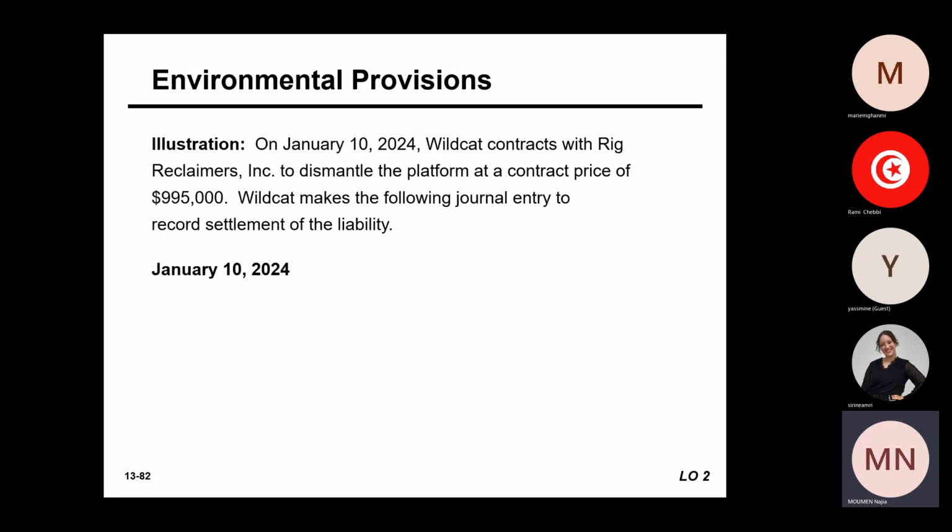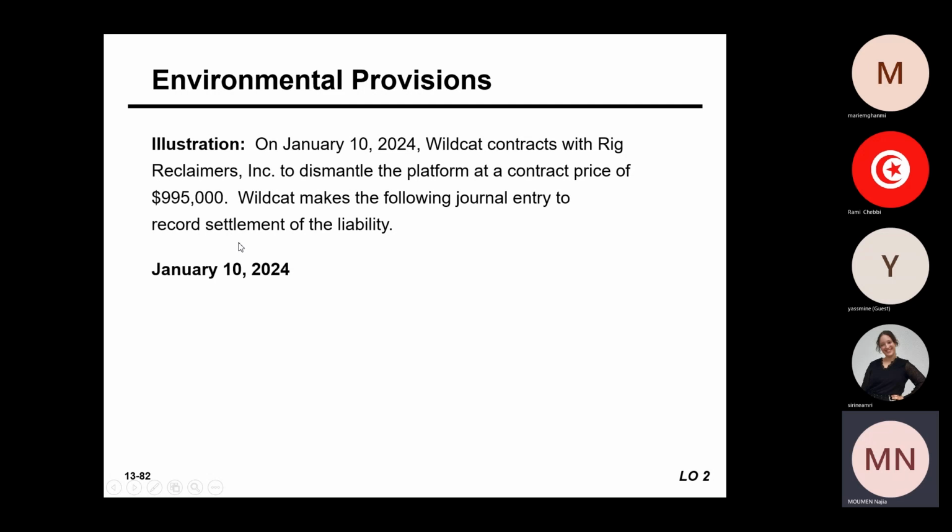You just need to measure for 5 years until what? Until we have this 1 million. Already the environmental liability is equal to 1 million, as provided in this illustration. What I said now, on January 10, 2024, WorldCat contracts with reclaimers to dismantle the platform at a contract price of 995. So here we have a settlement of this liability on January 10, 2024, okay?